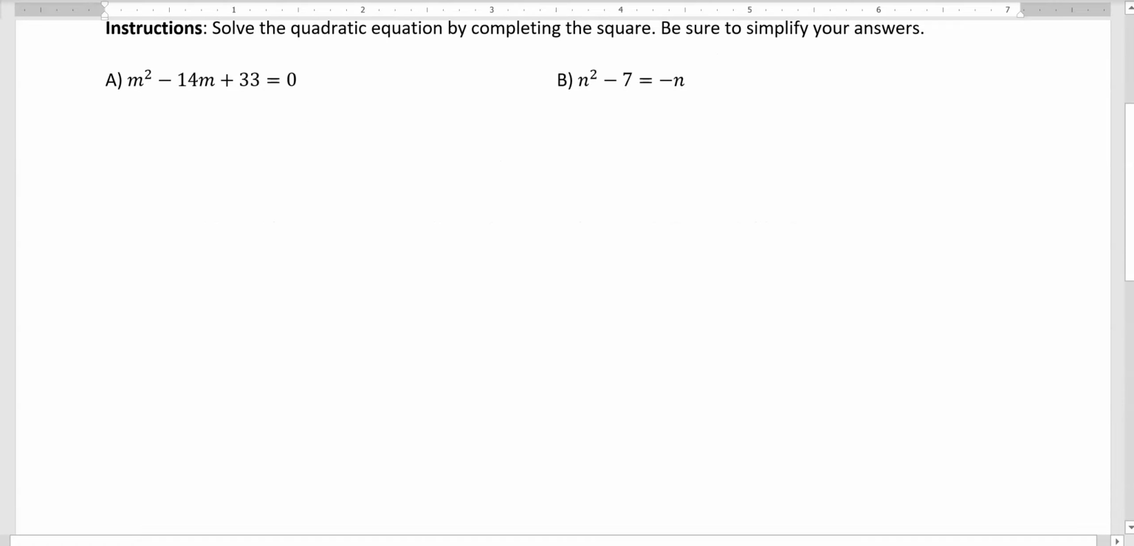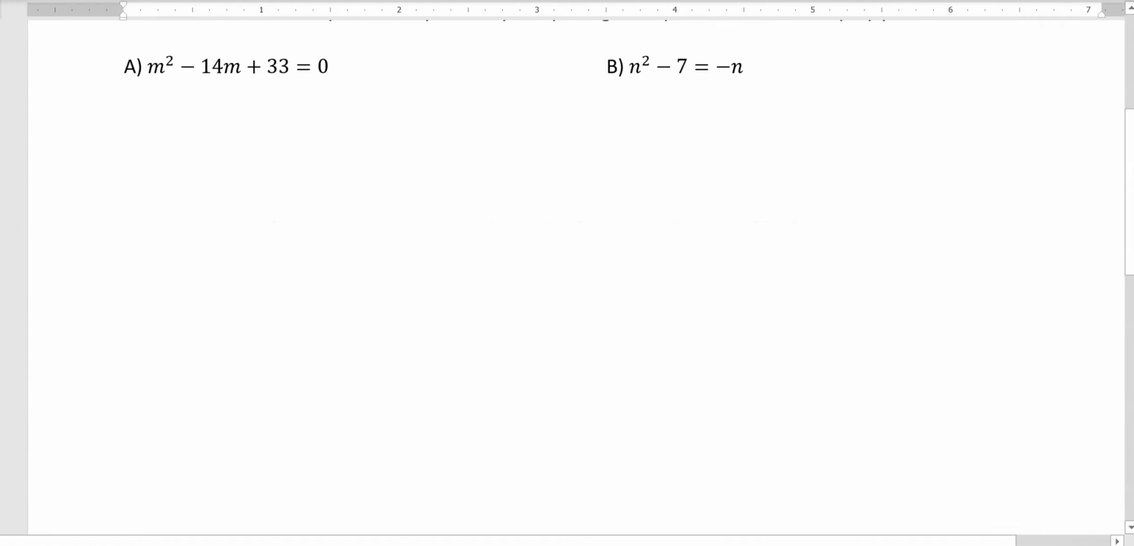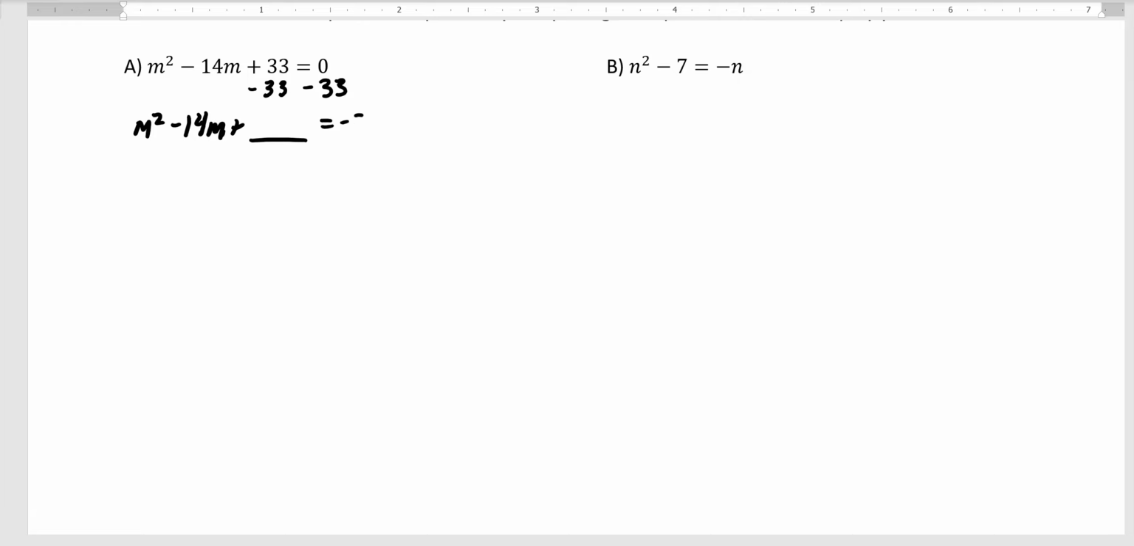Let's look at letter A. m squared minus 14m plus 33 equals 0. Step one, make sure our leading coefficient is 1. We're good there, so I'm going to subtract 33 from both sides. I'll say m squared minus 14m plus blank equals negative 33 plus blank. Now, to find what I add in the blank, remember, I do b divided by 2 squared. So that'd be negative 7 squared, which becomes 49.